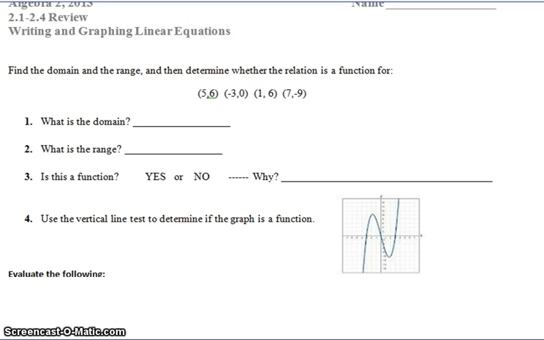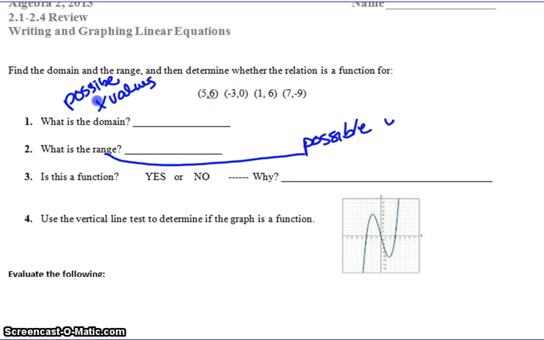Domain. What you need to know about domain is domain are the x values. It's the possible x values is what I want you to know. And then the range are the possible y values. Okay, domain is the x values, range is the y values.